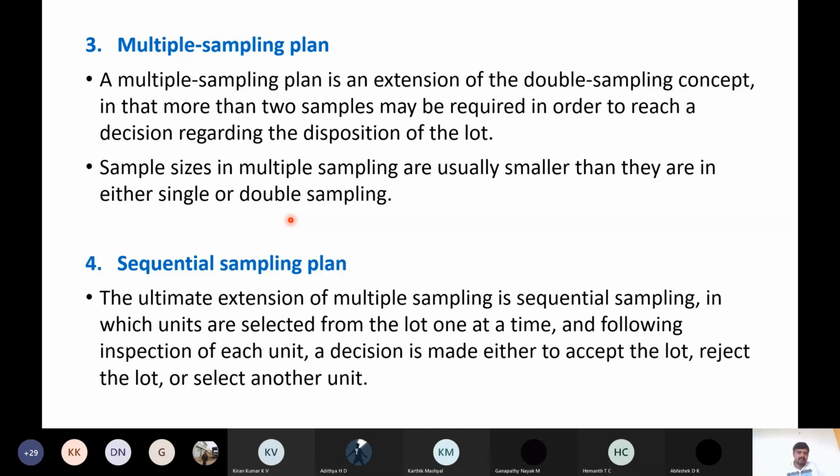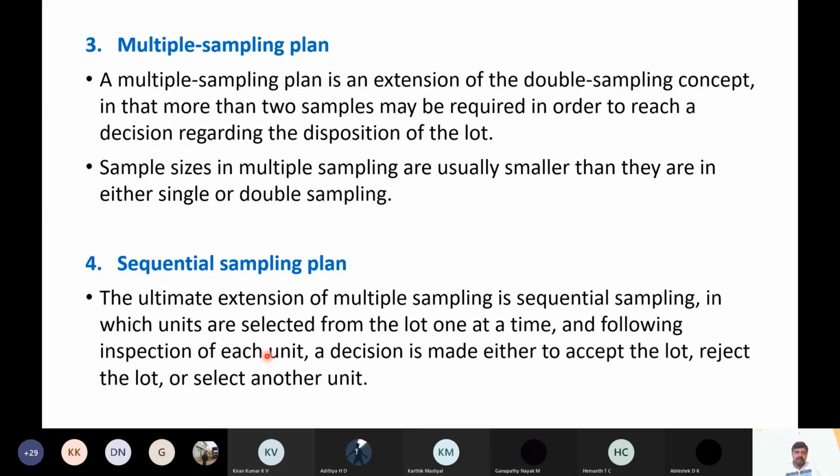Next, sequential sampling plan. The ultimate extension of multiple sampling is sequential sampling, in which units are selected from the lot one at a time, and following inspection of each unit, a decision is made either to accept the lot, reject the lot, or select another unit. So you are picking only one unit. You are not picking 10 units during a particular interval. Here you are picking only one. You will evaluate, you will make a decision.